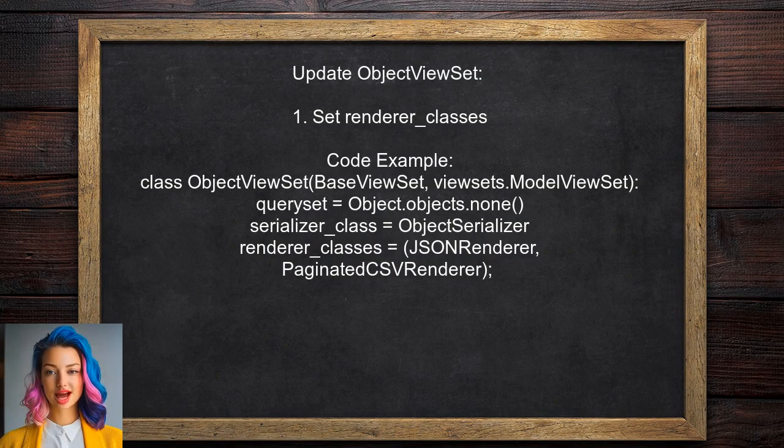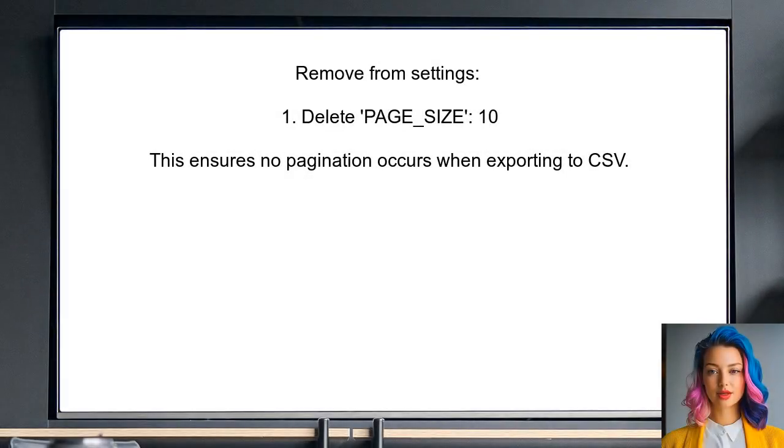Next, they recommend updating the object view set to use this new renderer. You would set the renderer classes to include both JSON renderer and your custom paginated CSV renderer. Finally, they advise removing the page size setting from your configuration to ensure pagination is disabled for CSV requests.